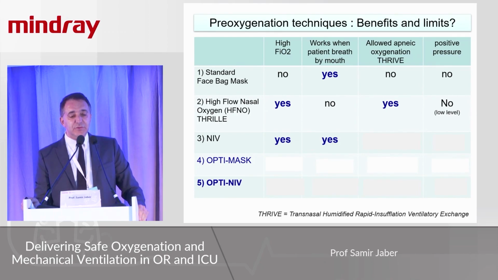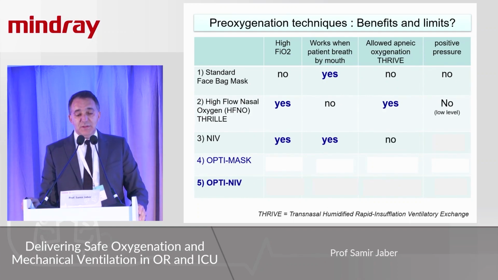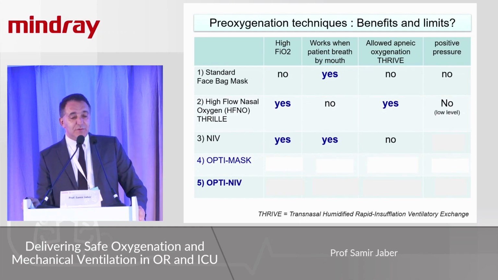What about NIV? Yes, you have higher FiO2, close to 1. It works when the mouth is open when you use a facial mask. It cannot allow the apneic oxygenation, and it delivers positive pressure.